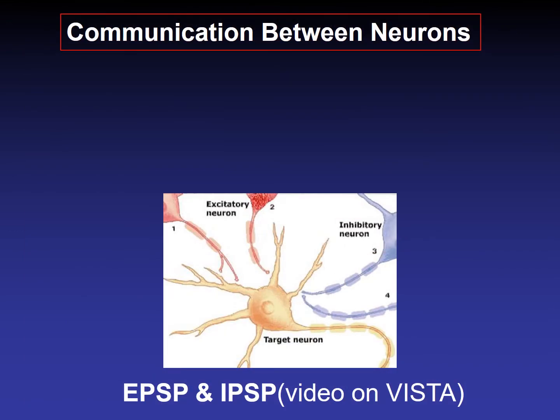So we now understand how the neurotransmitter binds to receptors in the postsynaptic cell, causing either sodium to rush in, chloride to rush in, or potassium to rush out, and how these lead to either excitatory postsynaptic potentials and inhibitory postsynaptic potentials. But the fact is, any single postsynaptic potential is not going to be enough to cause any significant change in the postsynaptic cell.